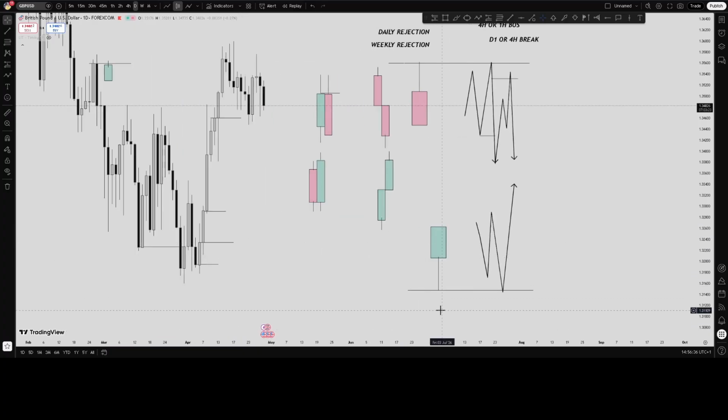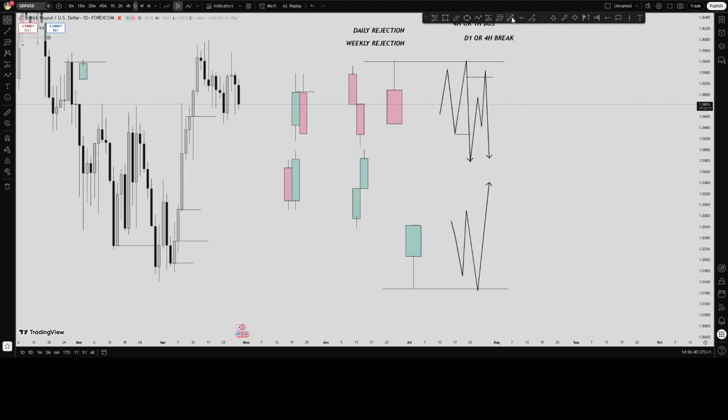You just wait for price to reject from this key level, and then you wait for either a break of structure on the 1 hours time frame or on the 4 hours time frame. Since we are daily traders, that's why I'm paying more attention to the daily time frame, because we are day traders. But if you want to analyze for the weekly time frame, then you are a swing trader.